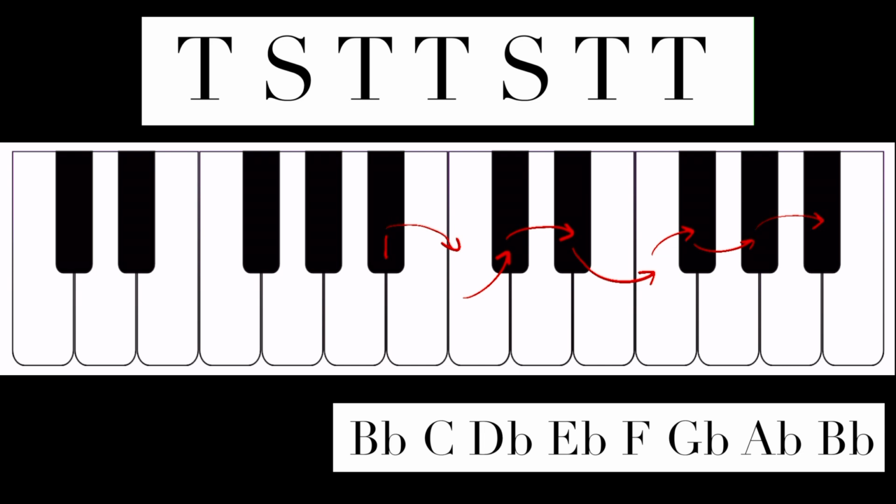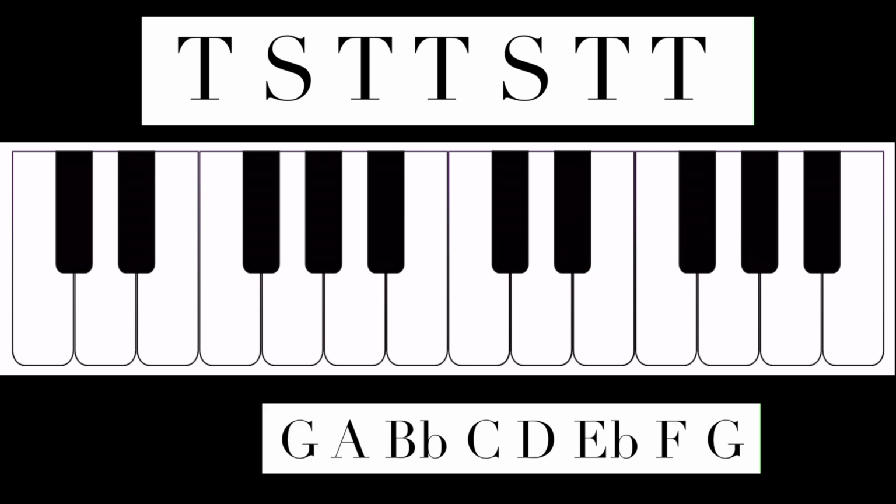Let's follow that up with another example. We'll do G minor. So we're going from G, up a tone to A, then a semitone to B flat, a tone to C, a tone to D, a semitone to E flat, a tone to F, and then another tone to get back to G.